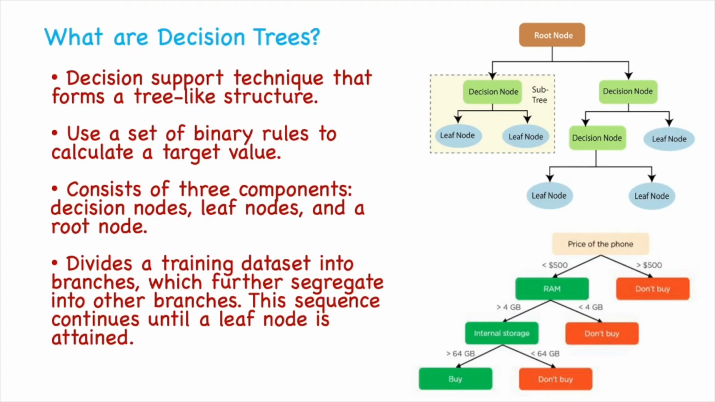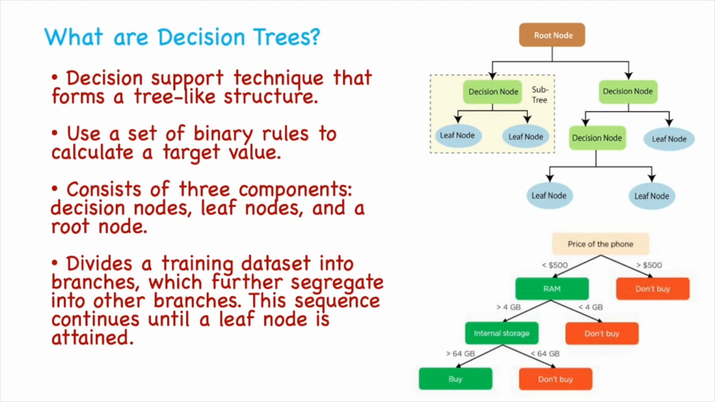A decision tree is a supervised machine learning algorithm that uses a tree-like model of decisions. It works by splitting the dataset into subsets by applying a series of yes or no questions at each node. A decision tree consists of three components: root node, decision node, and leaf node. The root node is the starting point, decision nodes are the intermediate nodes, and the leaf nodes are the final outputs.